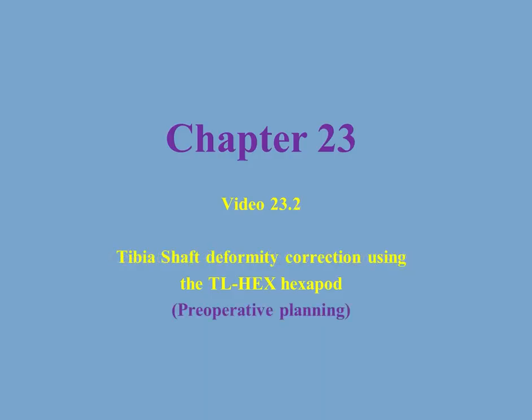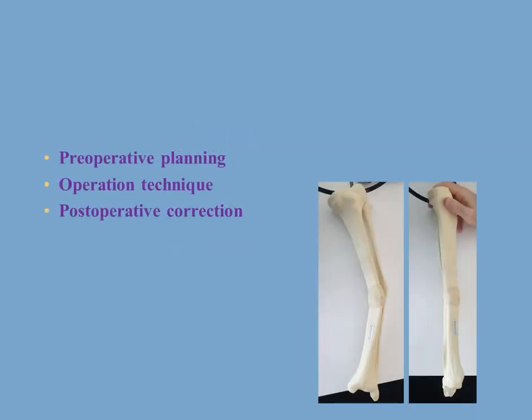In this video, I'll take you through how to do a deformity correction using TL HEX support. We have selected a simple deformity of a tibia, 30 degrees of varus deformity, and almost negligible deformity on the sagittal plane. We will conduct preoperative planning, then we'll execute the operation, and then we'll do postoperative correction.